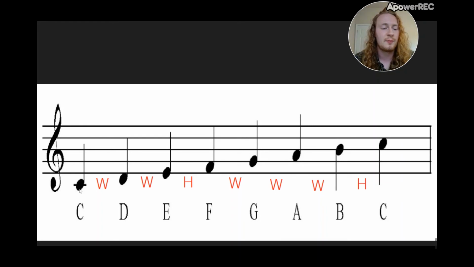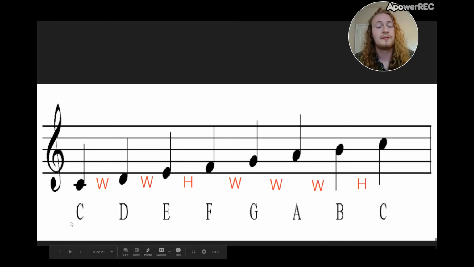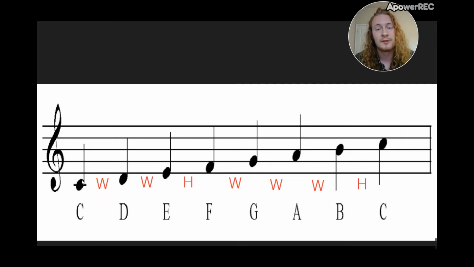So we can see here when we go from our C to our D, that's a whole step. And this is a C major scale because our first and last note of the scale is C. That's the root. We would use that word, the root of the scale. So we go from C to D, that's a whole step. From D to E, another whole step. From E to F is a half step. From F to G is a whole step. From G to A is a whole step. From A to B is a whole step. And from B to C is another half step.